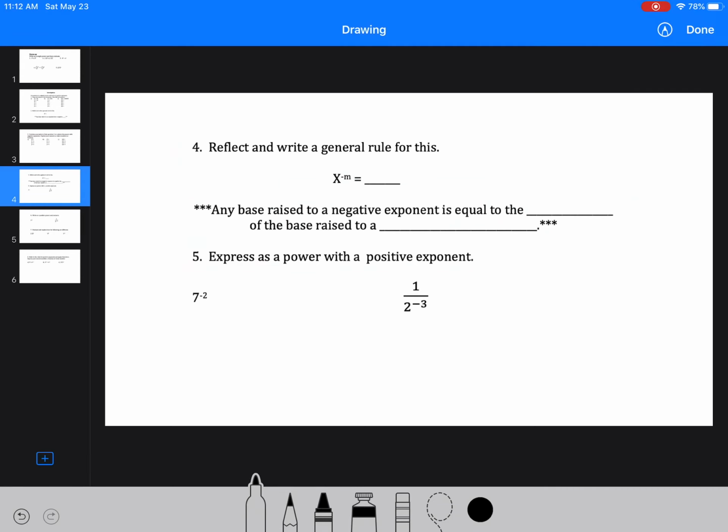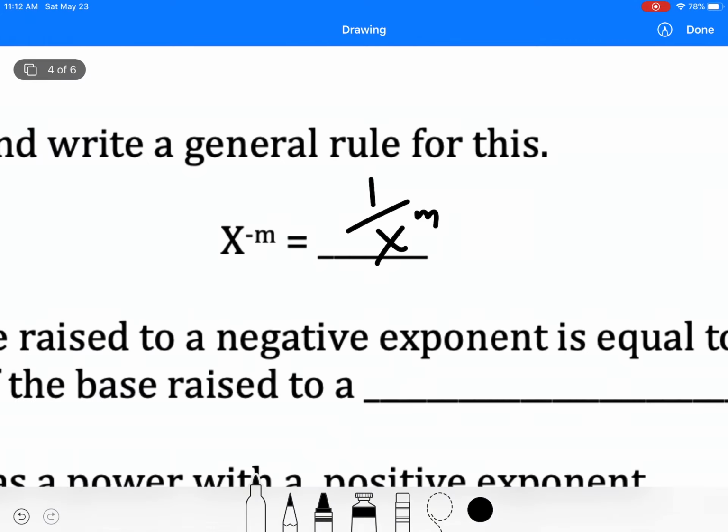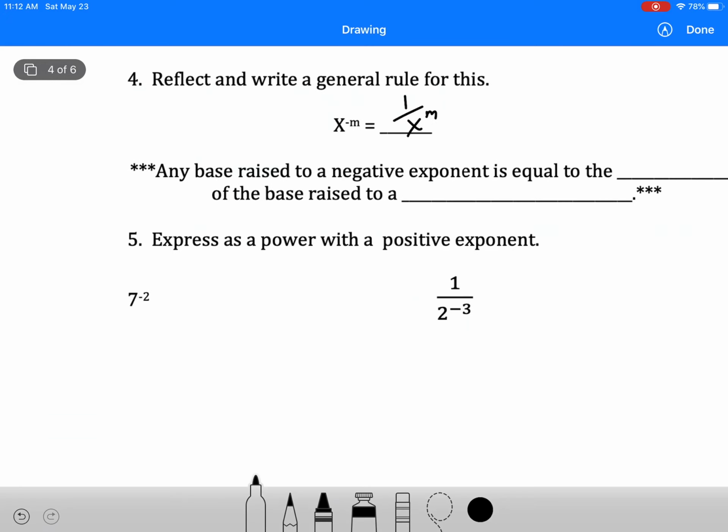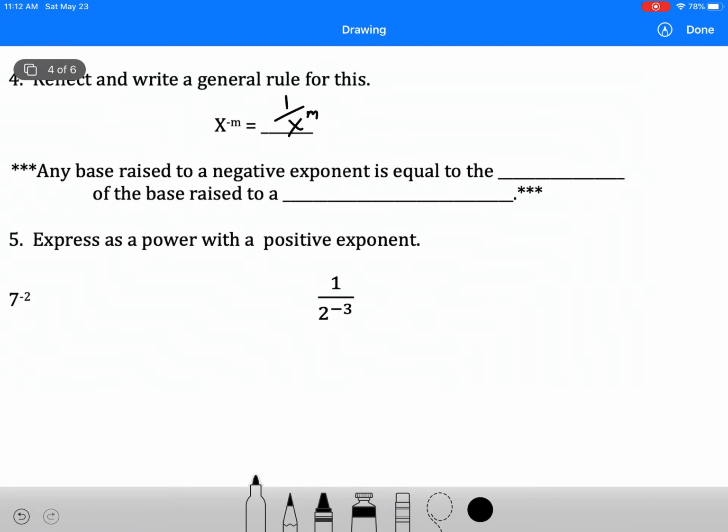So what we're looking at here is if I have x to the negative exponent, all it actually equals is 1 over x to the positive value of that same exponent. So any base raised to a negative exponent is equal to 1 divided by the value of the base raised to the positive exponent.